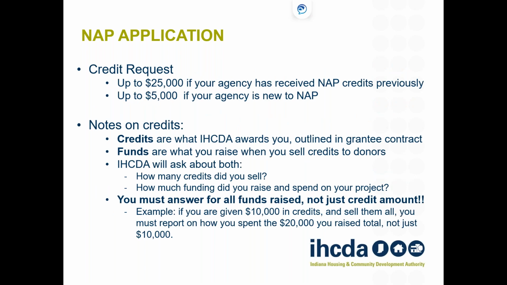All right, so here's another semi-big change for this year. It's the number of tax credits that you can actually request. And this year, it is up to 25,000 if you have received NAP tax credits in the past, and then up to 5,000 if you are completely new to the NAP program. Now, we had limits like these in previous years, but they were higher. They were 50,000, 40,000 if you had received NAP credits previously, and then I believe 15,000 if you were new to the NAP program.